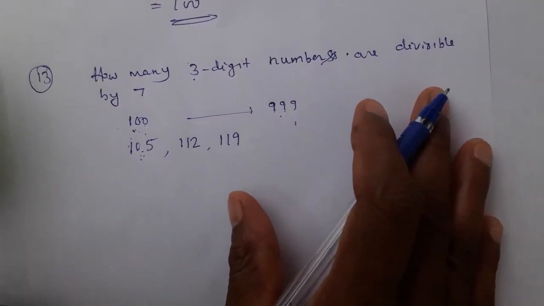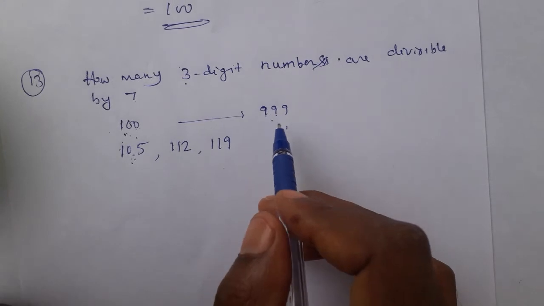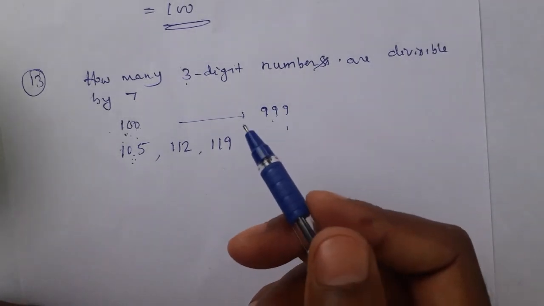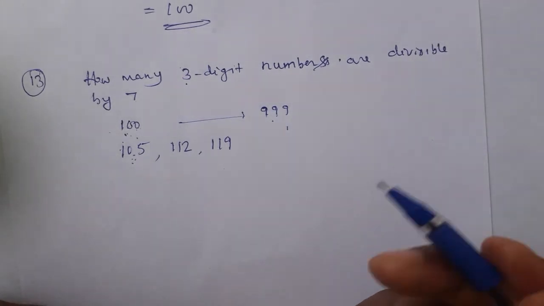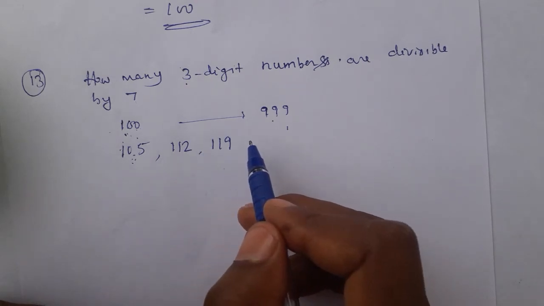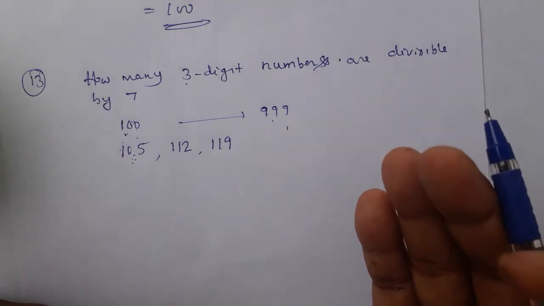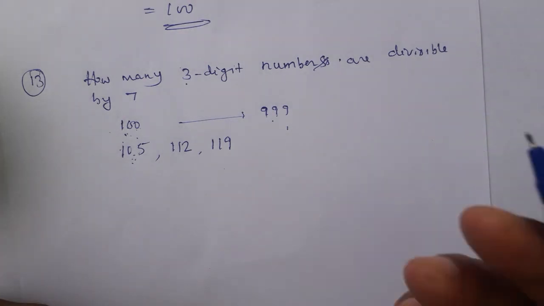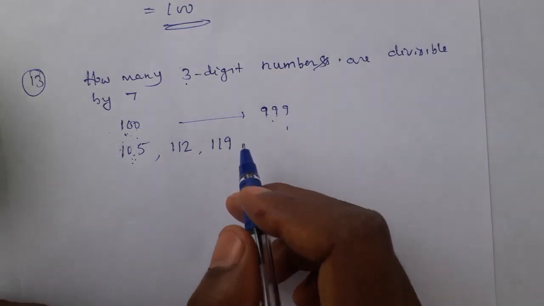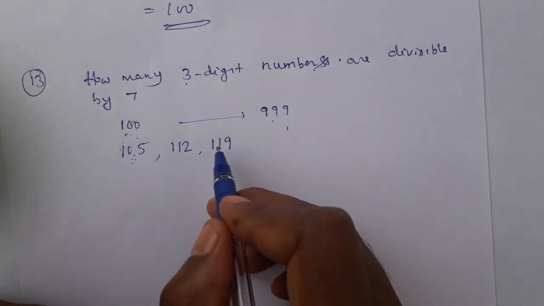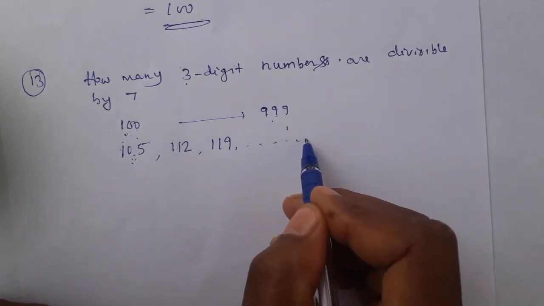Writing all of it is very difficult. You could write till 999 and later count how many there are. It is simple, but it takes a long time: 119, 126, 133, like that up to 200, 300, 400, 500, till 1000. So it is very difficult. What we do instead is write the first two or three numbers, and then put dots.